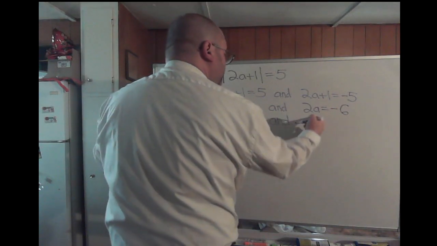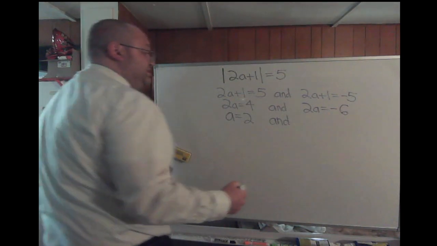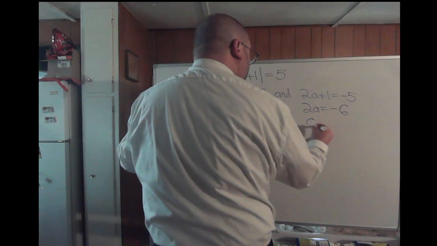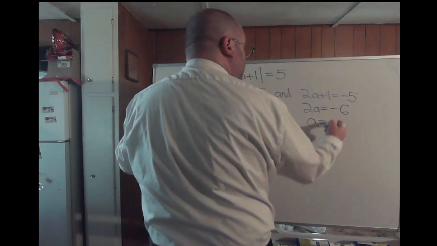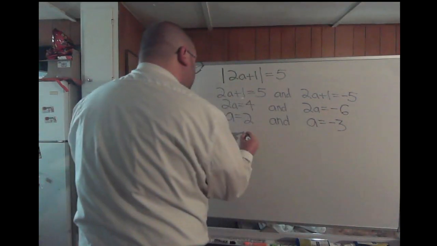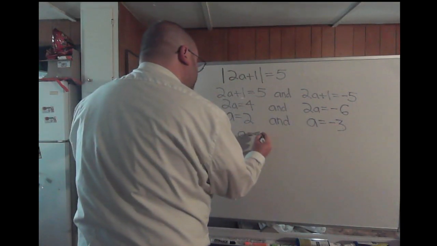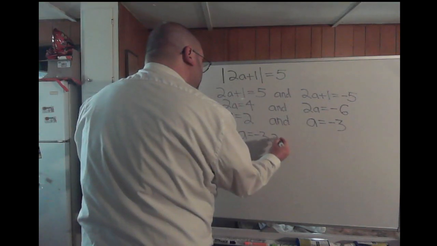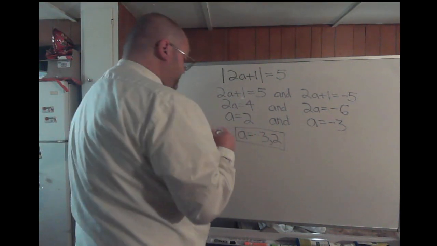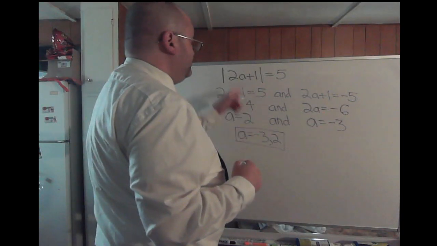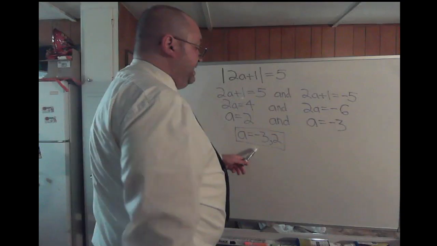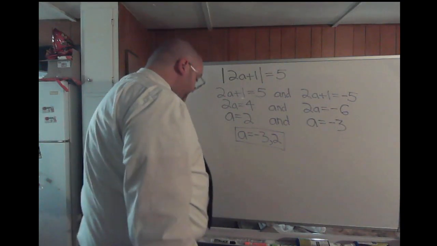Then we'd have 2a equals negative 6 for the right equation. We just want to get a. We got to divide by 2, so we'll do that. A equals negative 6 divided by 2. That'd be negative 3. So a equals negative 3 and positive 2. And I guarantee you, if you stuck both of these into the equation, you would in fact get a true statement. So a equals negative 3 and positive 2.